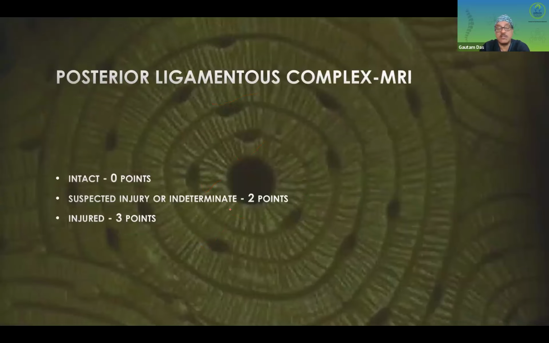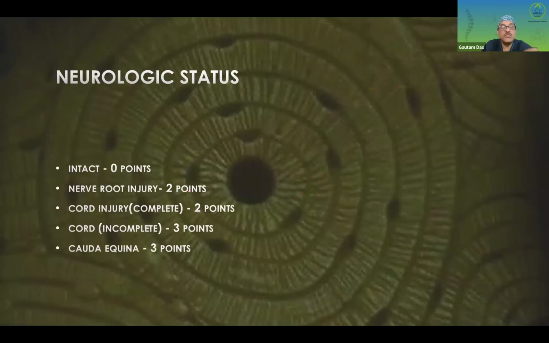Then the posterior ligamentous structures, which are well understood by MRI. If the posterior ligaments are intact, then 0 points. If the injury is suspected or indeterminate, or plus minus, then 2 points. If it is definitely injured, then it is 3 points. Then your neurological status. If intact, then 0 points. If nerve root injury, 2 points. Cord injury, if complete, then 2 points. Cord injury, incomplete, is 3 points.